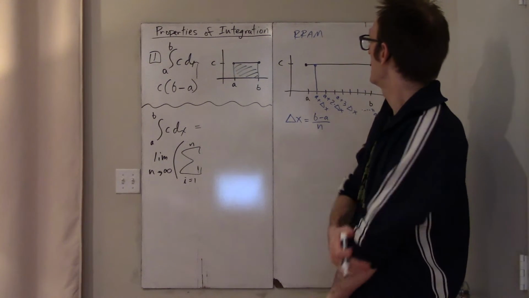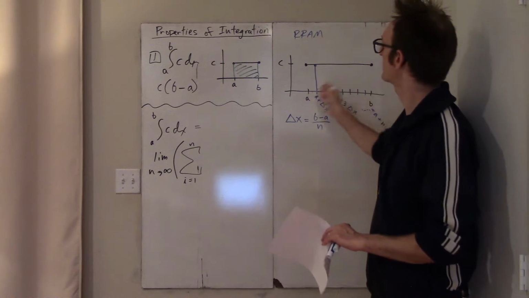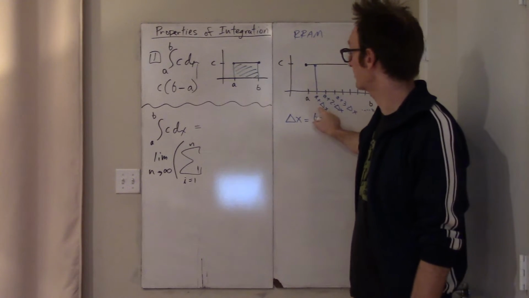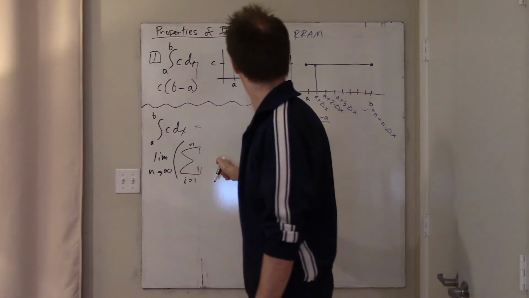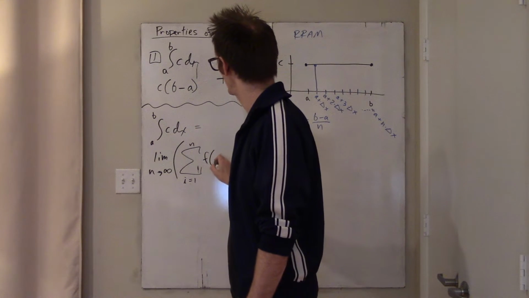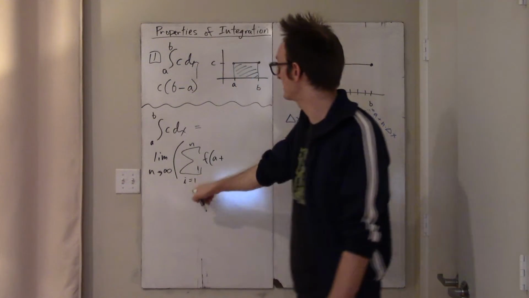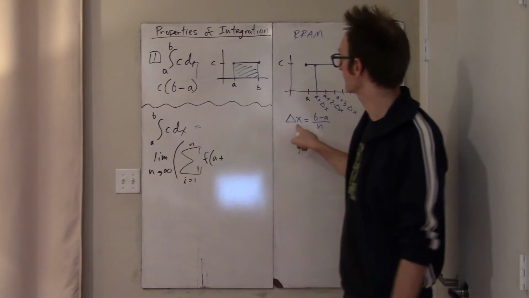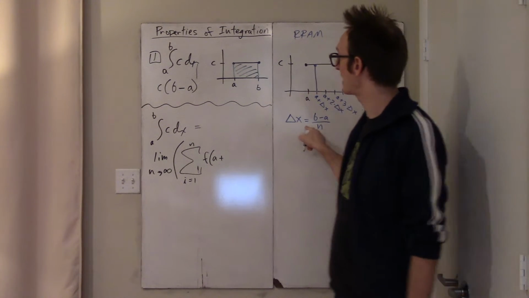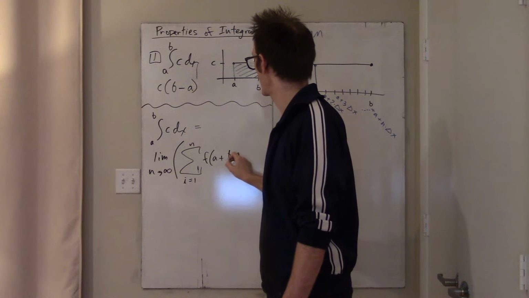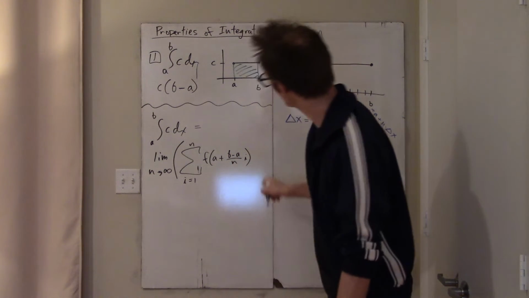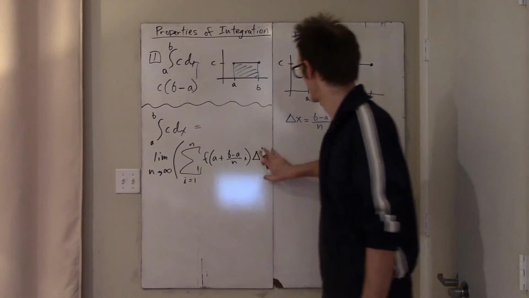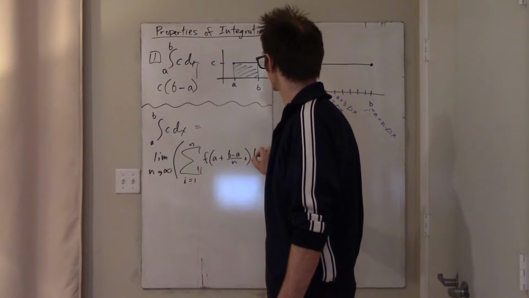Well, I'm supposed to be taking the interval from a to b, splitting it up into subintervals, and on every subinterval choosing a sample point. I choose, in this particular case, the right endpoint, and so this is going to be f of a plus, and by the time I'm on the ith subinterval, how many times have I shifted right? i times. So this is going to be b minus a over n, i times the width of that subinterval, which is just delta x. So maybe I'll just write b minus a over n.